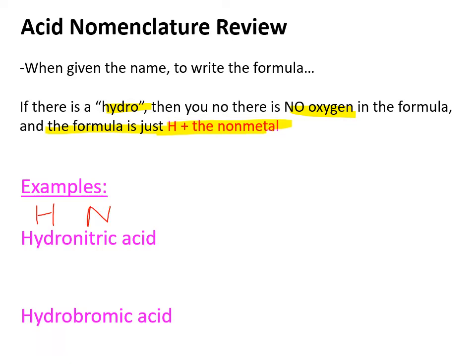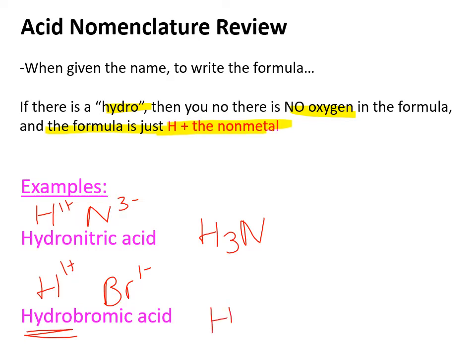But we have to think about charges. Hydrogen's a 1 plus, nitrogen is a 3 minus. So that becomes H3N. Hydrobromic acid. There's a hydro, so there's no oxygen, it's just H and Br. Hydrogen's 1 plus, bromine is 1 minus, so that is HBr.